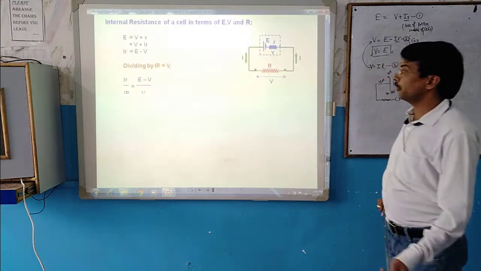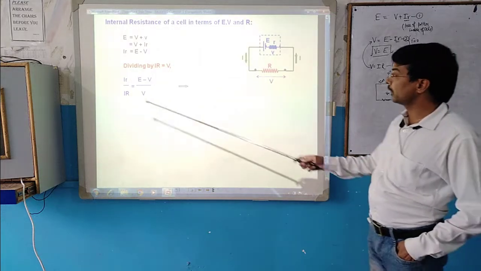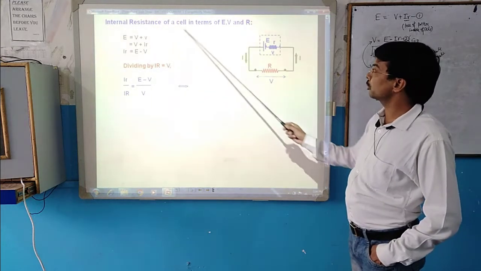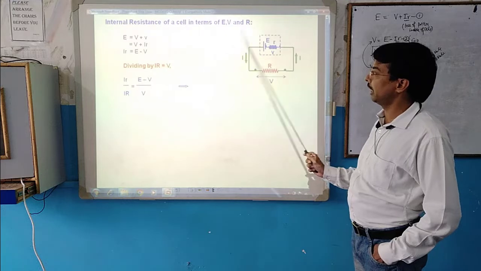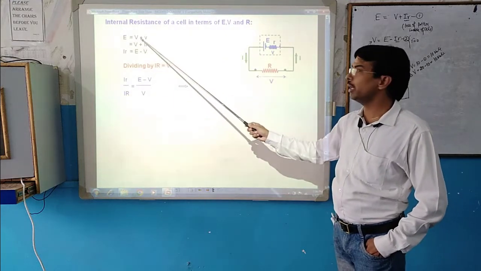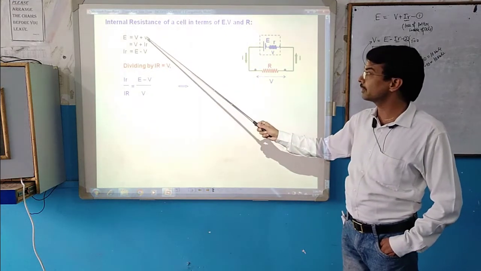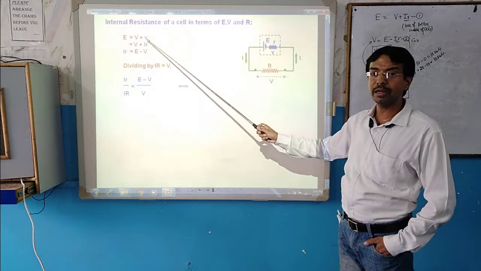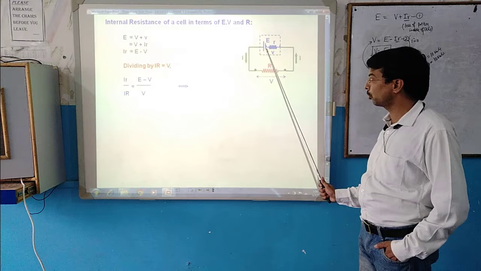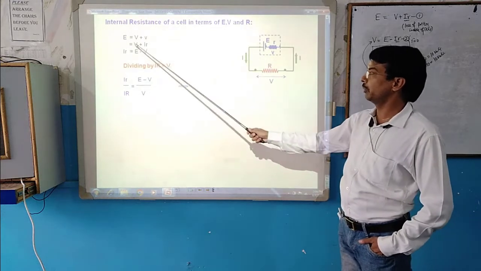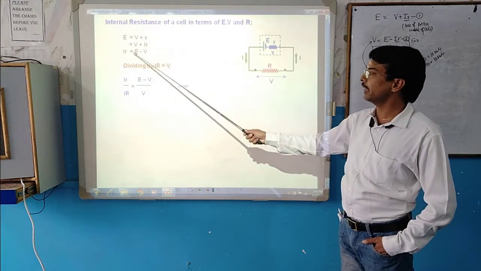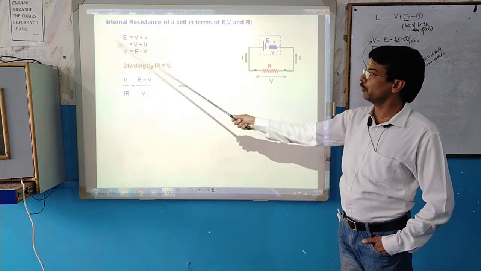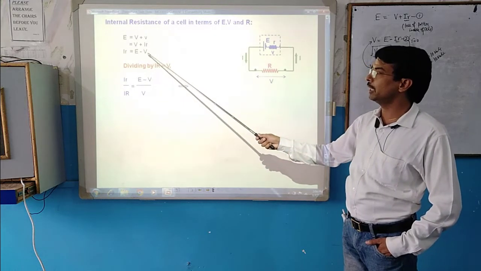And at the last of the discussion, I want to discuss all these formulas. Internal resistance of a cell in terms of E, V and R. You know very well, E equals V plus small v, which means potential energy lost inside the cell or battery when charge is flowing from the negative terminal to the positive terminal. You can write here, it is like that. You know very well, Ir is just transferred from here to there. It must be given as E minus V.